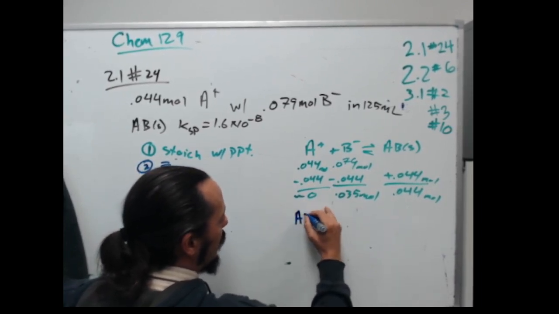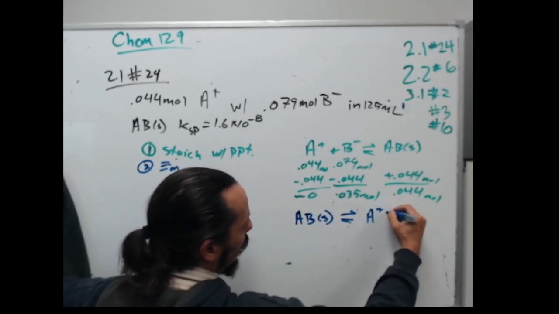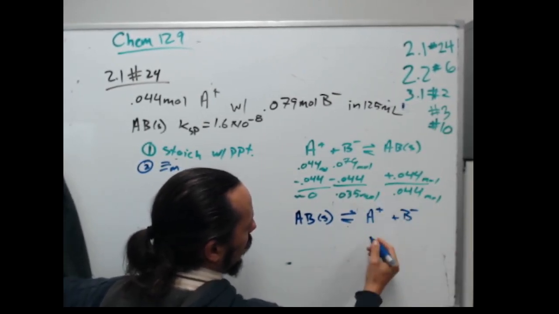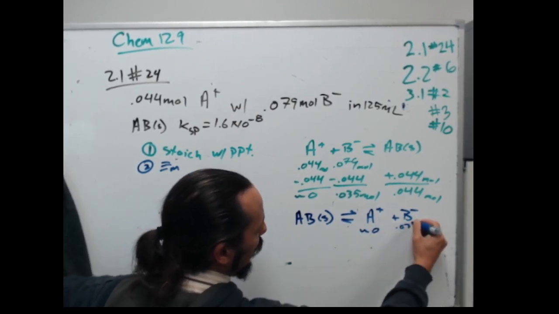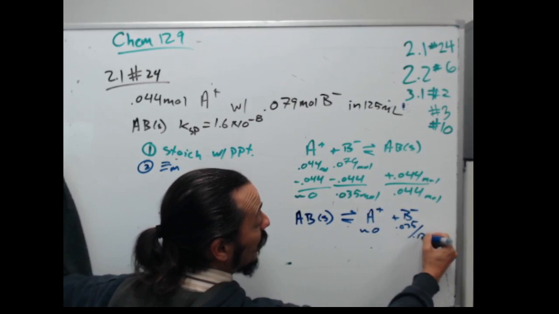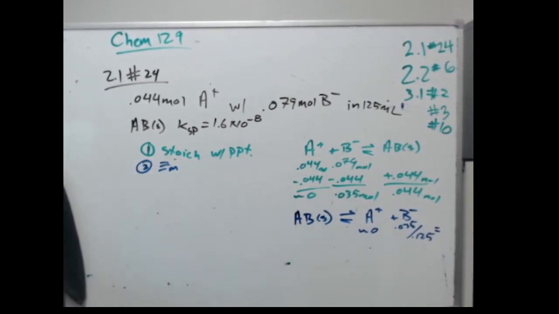So I'm going to look at AB solid going to A plus B minus. This is going to be approximately 0. This is going to be 0.035 divided by 0.125. There's that conversion to molarity. Because when we're doing our equilibrium calculation, we want it in molarity. 0.035 divided by 0.125 gets us 0.28 molarity.